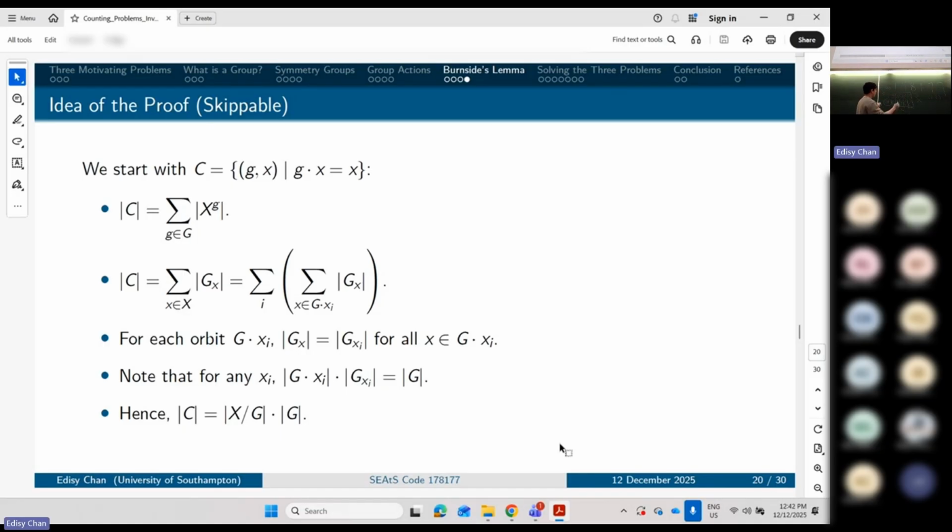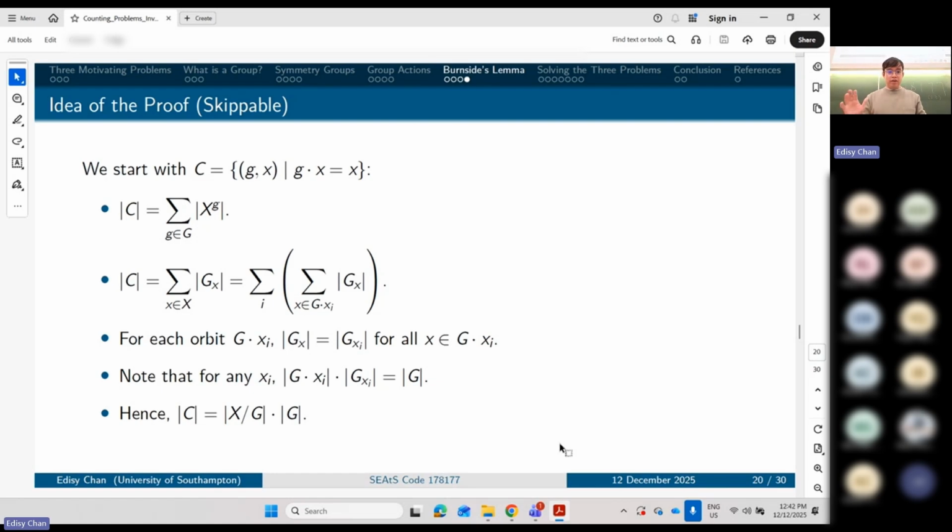Originally we just go through those X one by one, and for each of them we consider GX. Now we don't. We go through each orbit. We fix an orbit, go through the orbits, and then go to another orbit. The inner sum is just here. We are summing over the elements in that orbit of the number of group elements fixing the X.